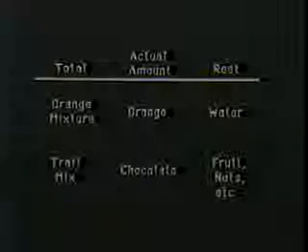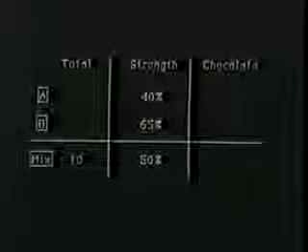The first thing to do is set up a table just as we did before and fill in the pieces of information we already have. The percentage of chocolate chips in each of the two mixtures and the 10 pounds of 50% chocolate chips for the final mix.